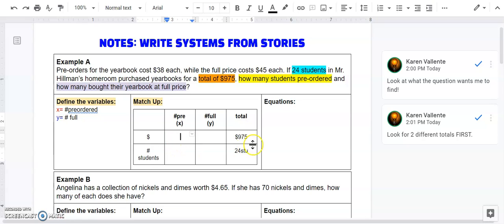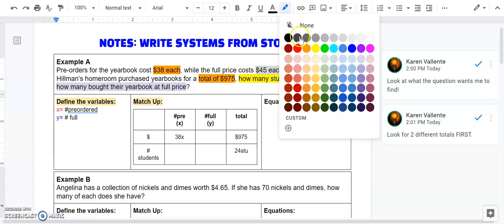So I go and I look at the prices. What prices do we know? I go back and look at my story, and pre-orders for the yearbook cost $38 each. Well, there's one cost, right? So I put that with the pre-order number. So it's $38 for each kid who bought it, so times X, right? X just represents the word instead of having to keep writing it. And then for the full price, I go back and look, well, the full price costs $45 each.